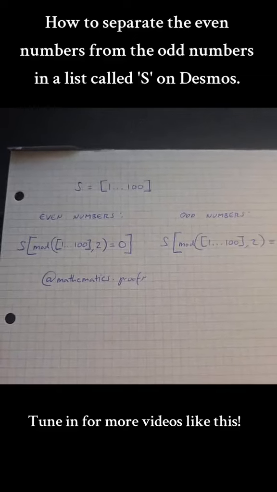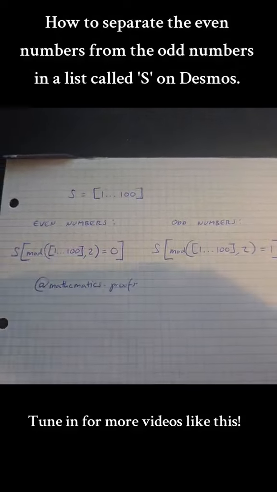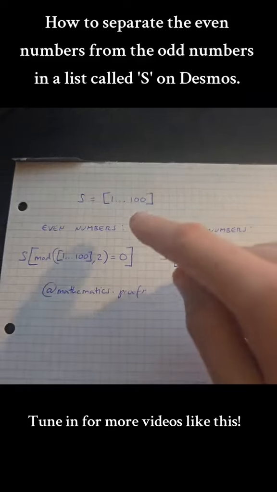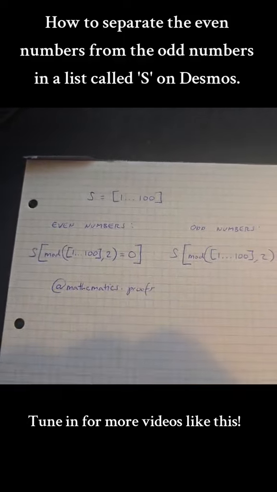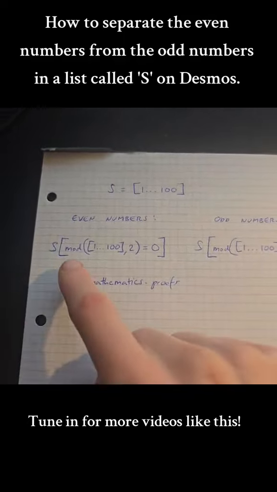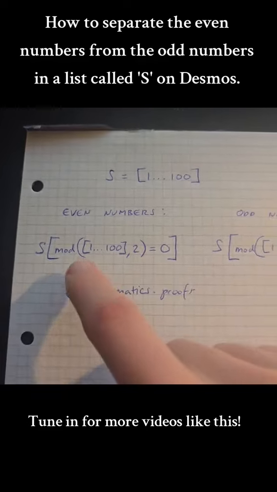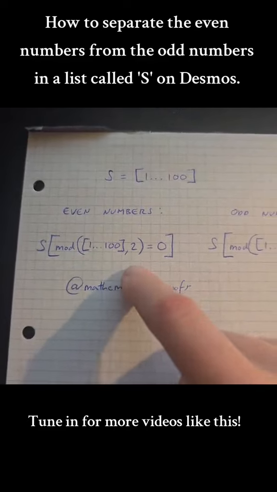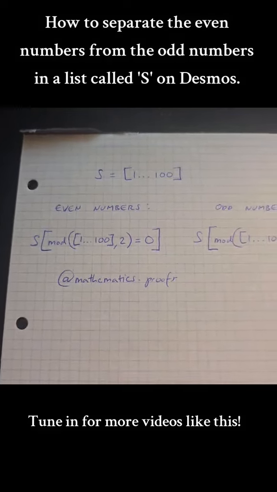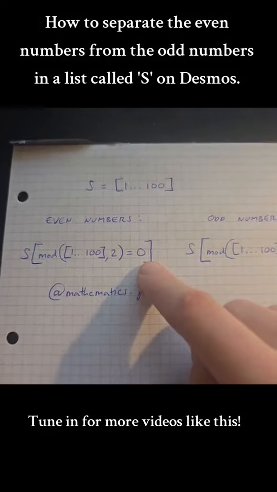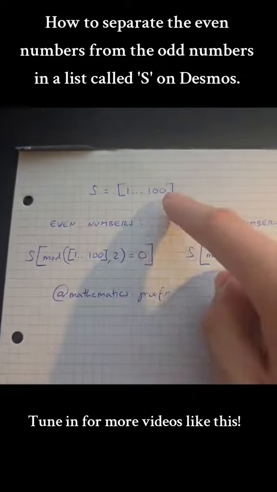Okay, so how do you separate the even numbers from the odd numbers in a list on Desmos? Let's say that list is the numbers or integers 1 to 100. Well, you get the even numbers by writing S, and by leaving this condition over here, that is, mod(L, 2) = 0. That's because when you divide the even numbers by 2, you get a remainder of 0. So this is how to get the even numbers in this list.